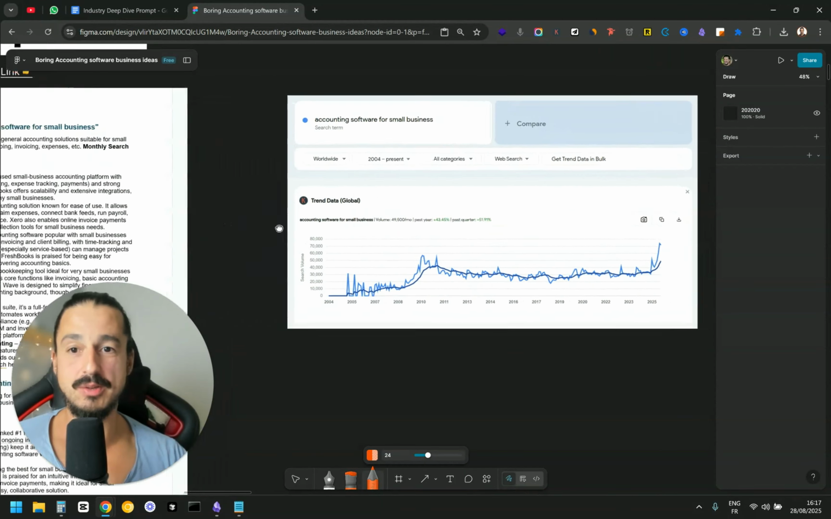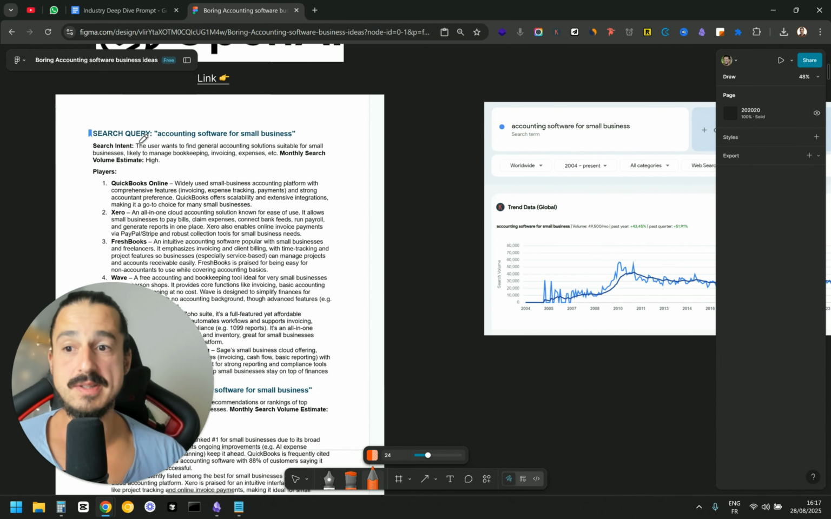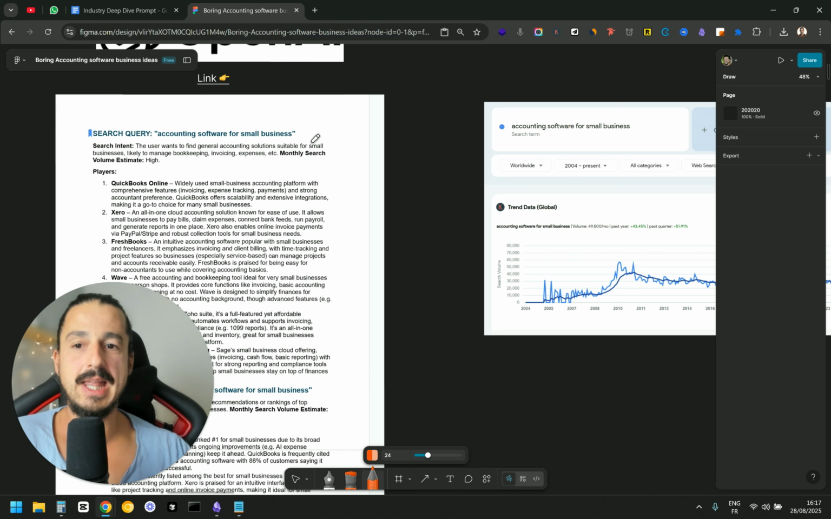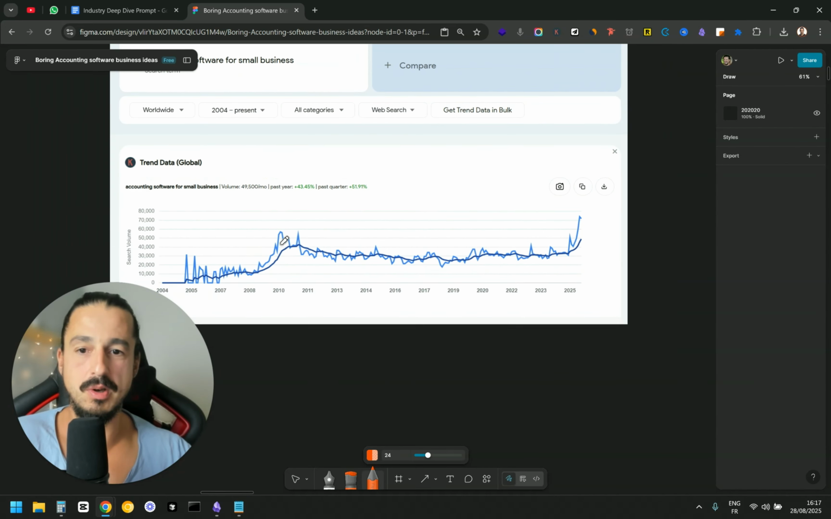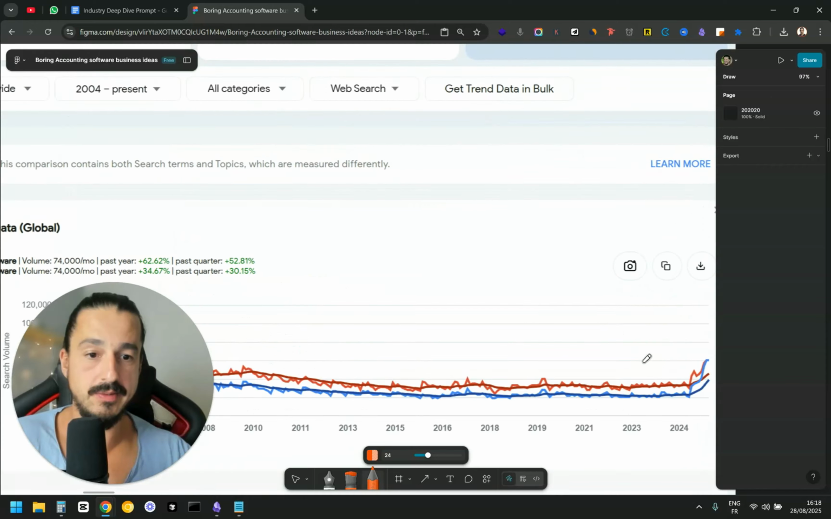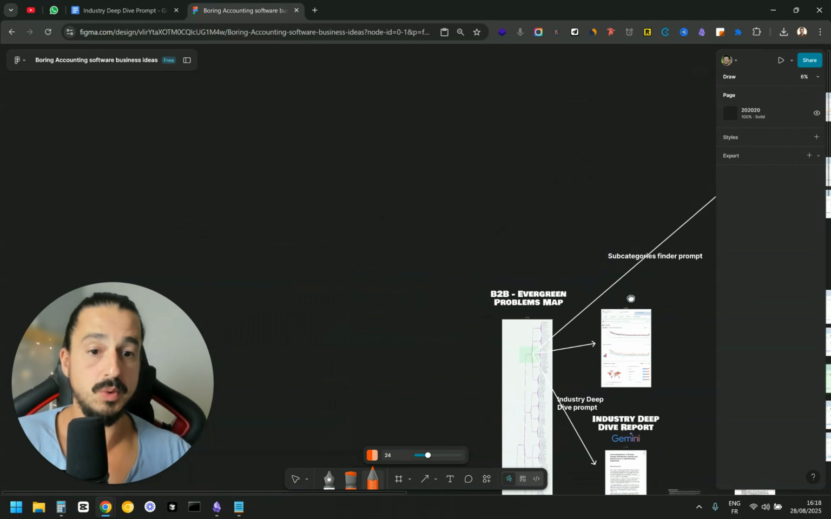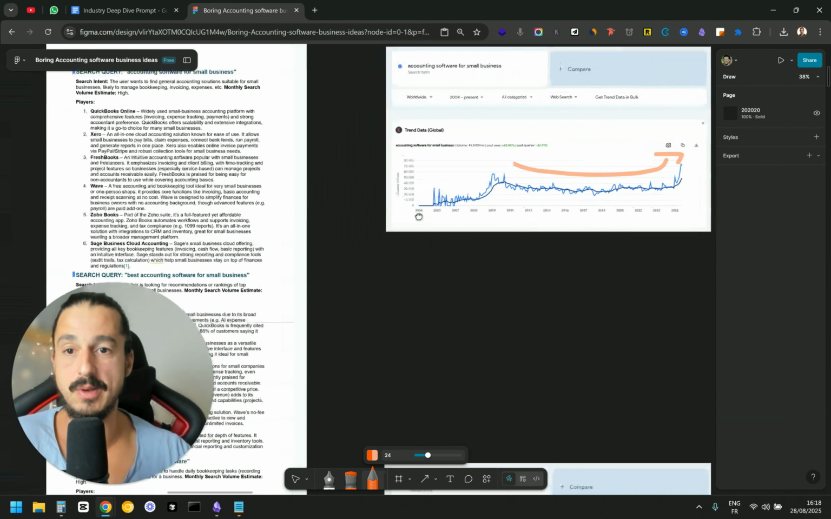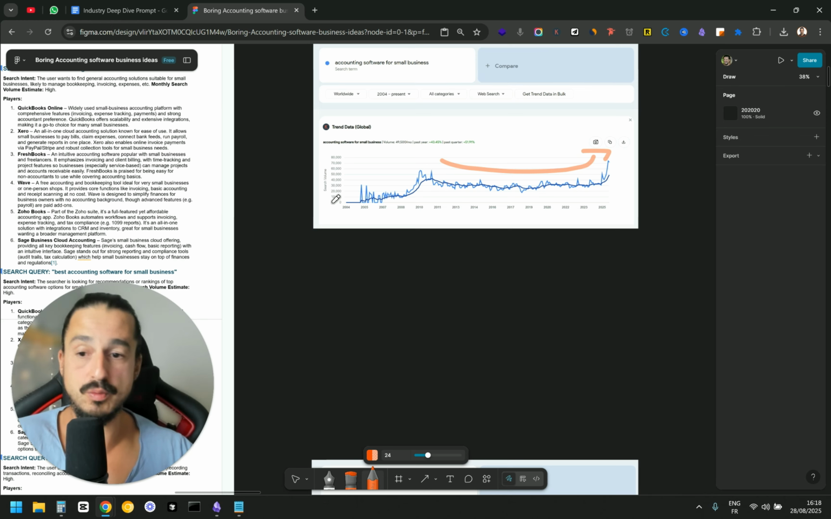And this is absolutely not an idea, because it starts with the most mainstream queries, which is, for example, accounting software for small businesses. This is not something you want to take as a category to build in because it's way too big, but it just gives some interesting insights. So there is obviously a huge volume. It's growing, and it's growing exactly the same way as this one. So it confirms what we knew already. And we also know that small businesses are a big part of the accounting software market.